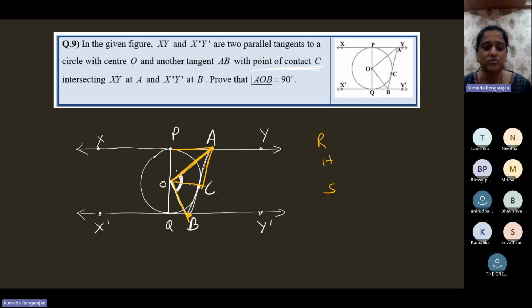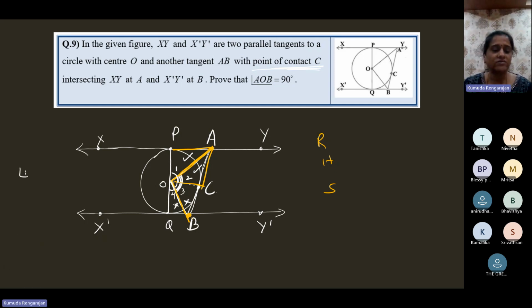These 2 triangles are congruent. So by CPCT, you will have angle 1 is equal to angle 2. Similarly, from the congruency of these 2 triangles, you will get angle 3 is equal to angle 4.